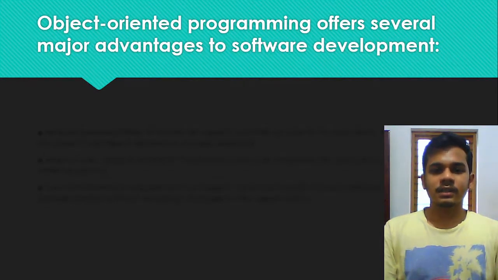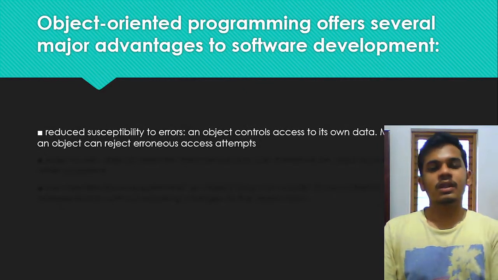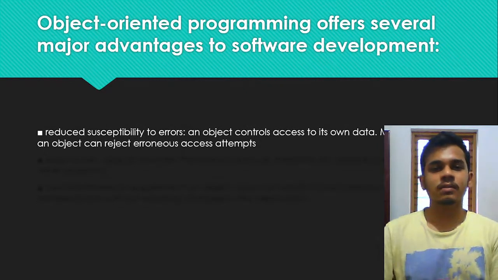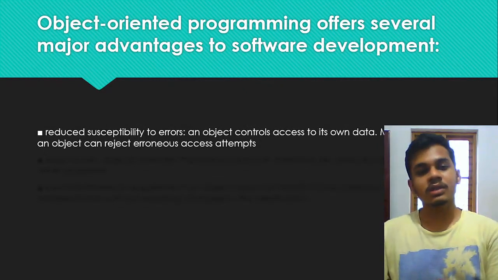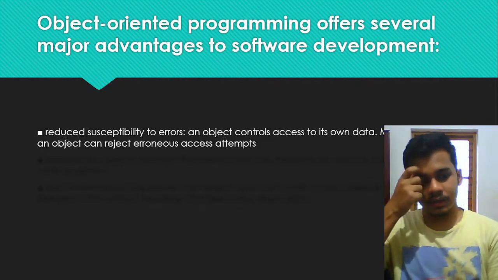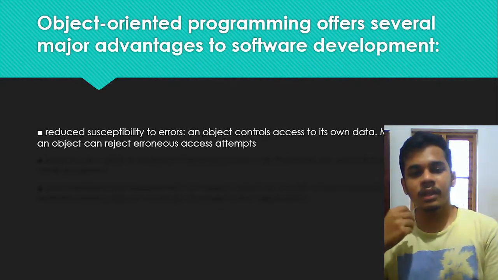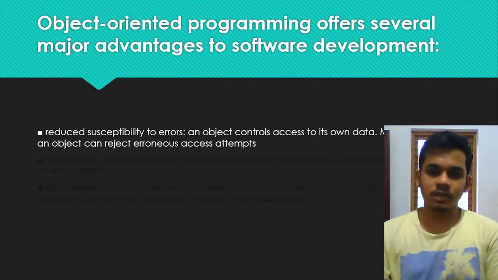Now let us discuss why object-oriented programming offers several major advantages in software development. The first one is reduced susceptibility to errors. An object controls access to its own data. More specifically, an object can reject erroneous access attempts. So as you can see, the probability of making errors will be reduced largely.